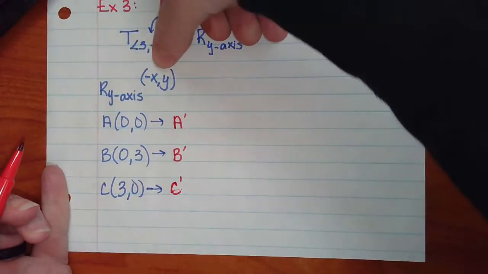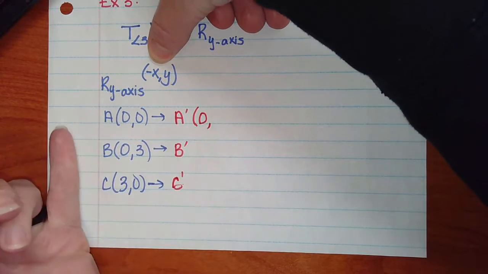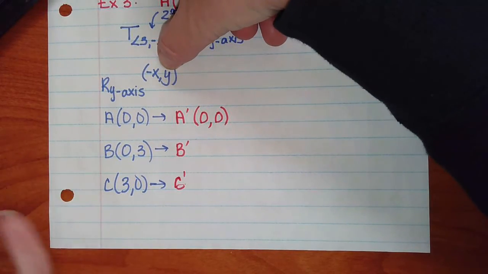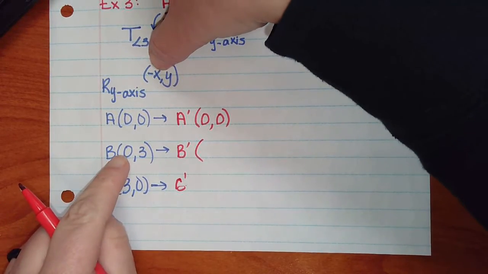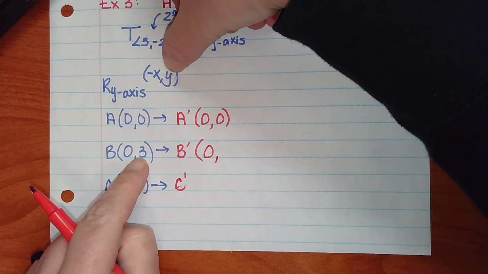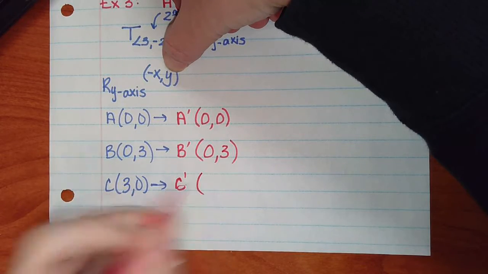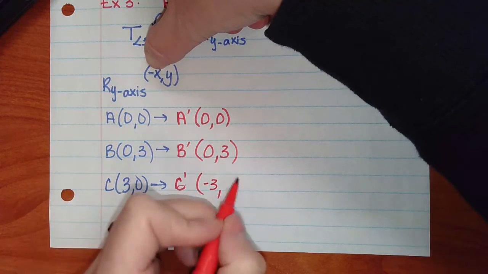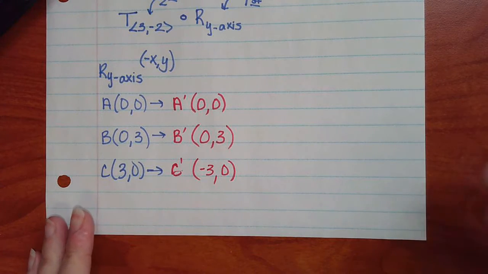So when I apply the reflection, that's when I get my A prime, B prime, and C prime. When I reflect, the x value changes signs. Well, I have 0, so just leave it as 0. And the y value stays the same. So A prime doesn't change because you can't have a negative 0. For B prime, again, whatever the x value was, change the sign. Well, you can't have a negative 0, so just leave it 0. And the y value stays the same, so it stays at 3. So far, it's the exact same thing. C prime, though, the x value changes signs, so it becomes negative 3. The y value stays the same. So these are my points after the reflection.